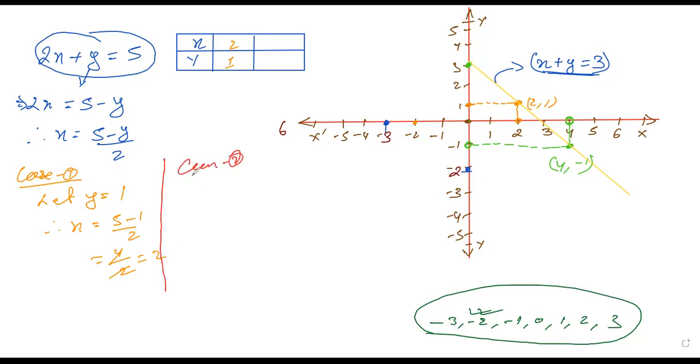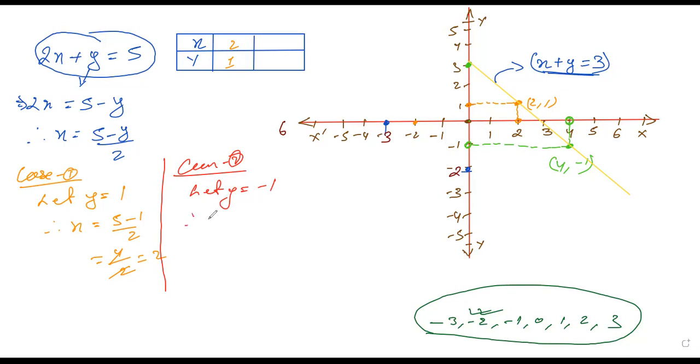So case 2. So here let y is equal to minus 1. I'm assuming 1 and minus 1 because it is very small one. Okay, you can go for 0. You can go for 2. You can go for minus 2 also. But as I said earlier, please don't go for a very big number. It will create problem for you only.